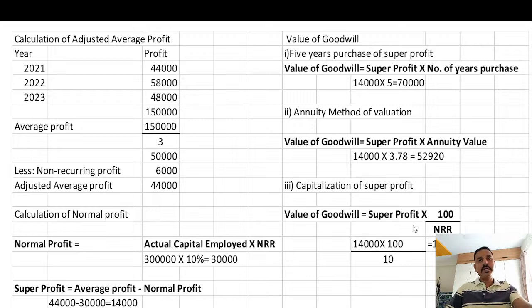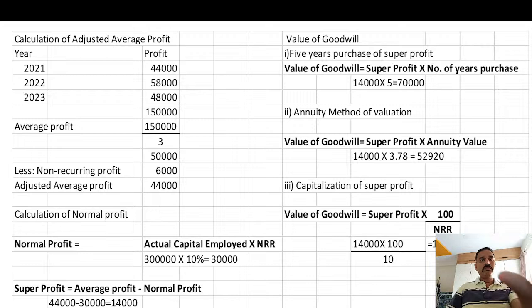If you are not taking this 100 and 10 divided by 100, then you write again 14,000 into 100 divided by 10. Otherwise, directly you can take 14,000 into 100 divided by 10, that is 1,40,000. So this is a very simple case study. In this type of question, you should know how to calculate the super profit. For calculating the super profit, you should know the average profit, then you should know the normal profit. Once you calculate the super profit, the only thing you have to do is apply the methodology. So this is the problem based on value of goodwill.